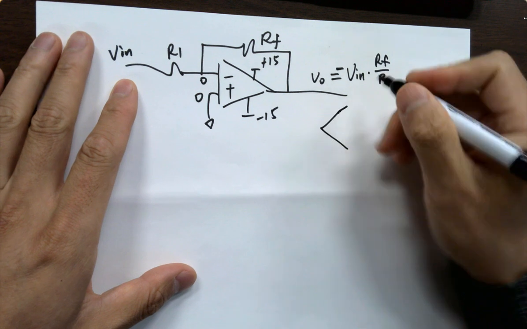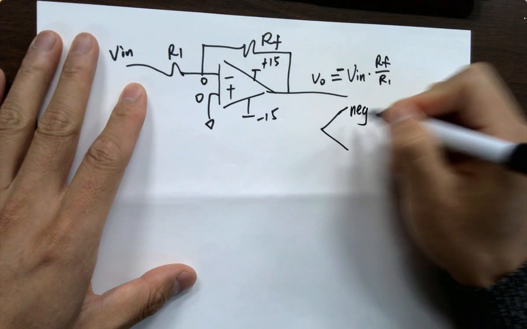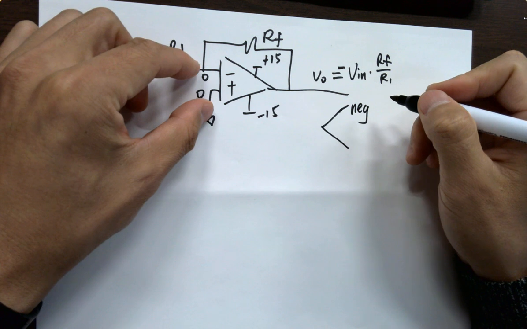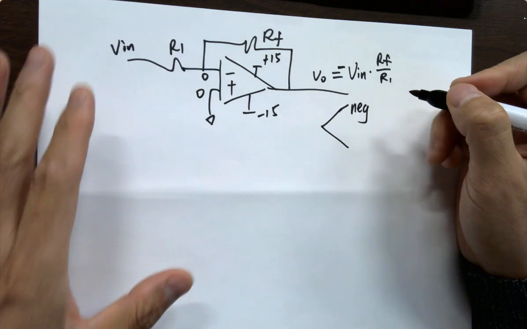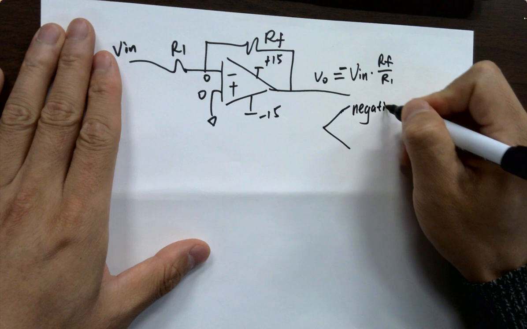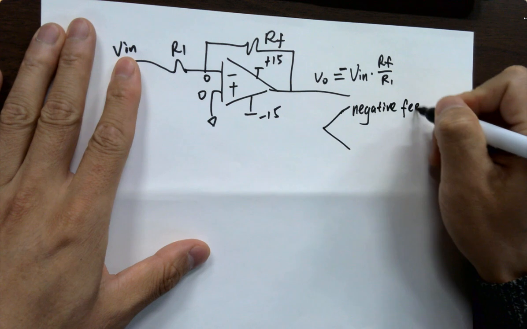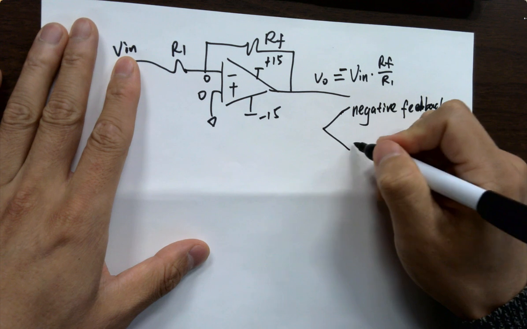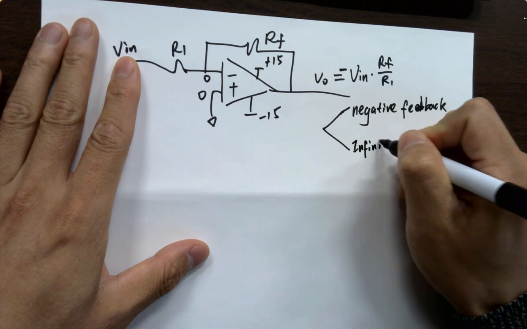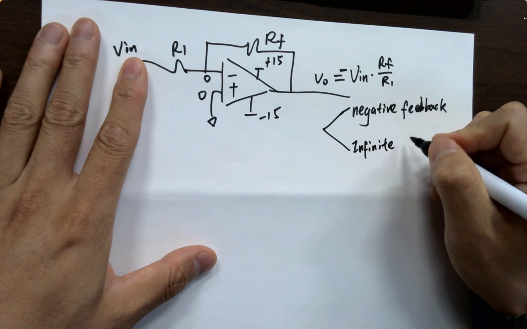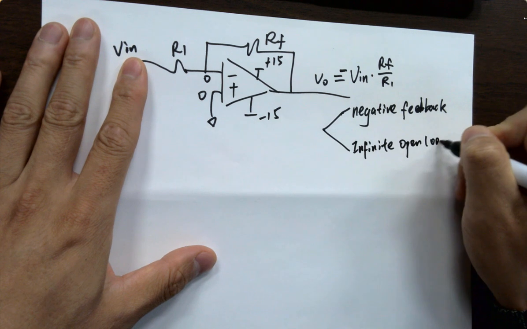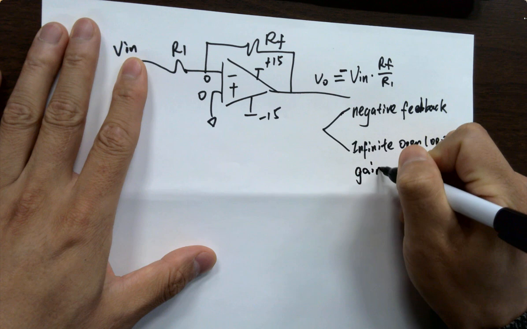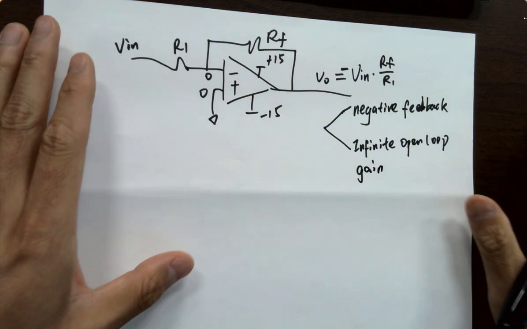Remember the interview question? So these two, if they are virtually shorted, the requirements are negative feedback and infinite what? AOL is what? Okay, just seal this in your mind, okay? Super important.